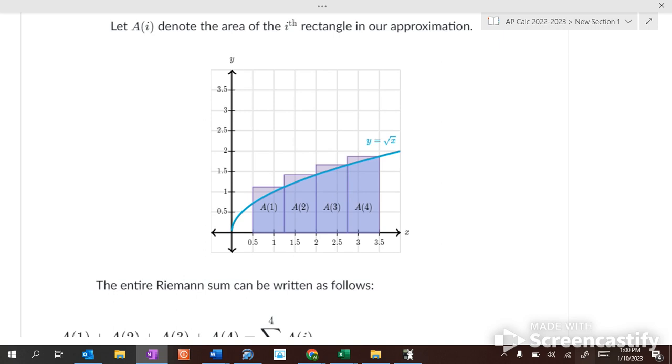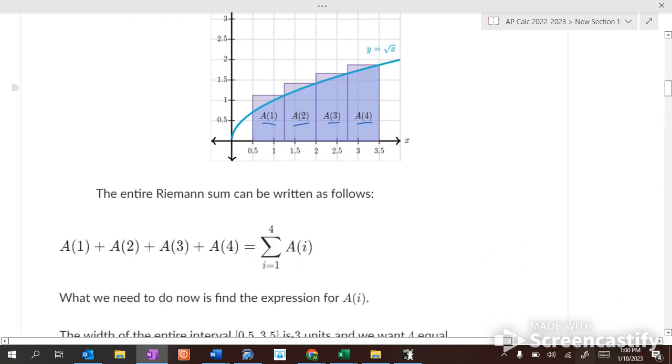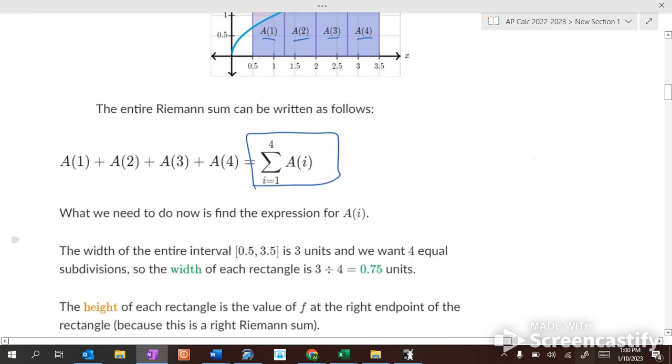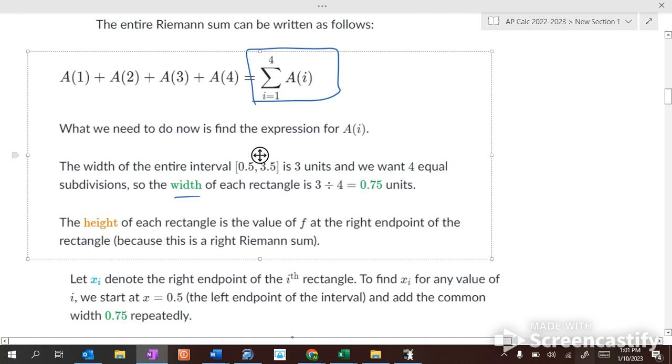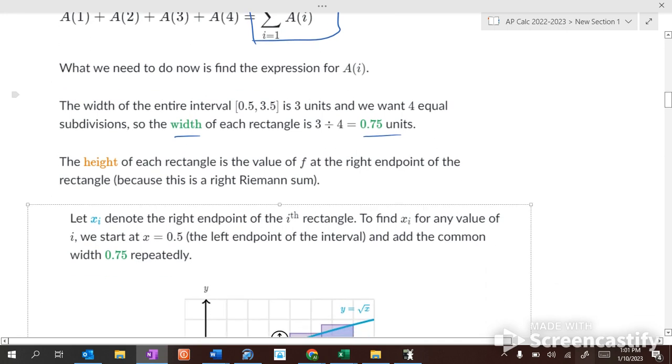Okay? So we have rectangle A1 standing for area 1, area 2, area 3, area 4 for this. Area 1 plus 2 plus 3 plus 4 equals the whole area, which is the summation of the 4 areas. So what we need to do is find an expression. We know the width is 0.75. I just explained that. The height comes from the right side of the rectangle because it's a right Riemann sum.